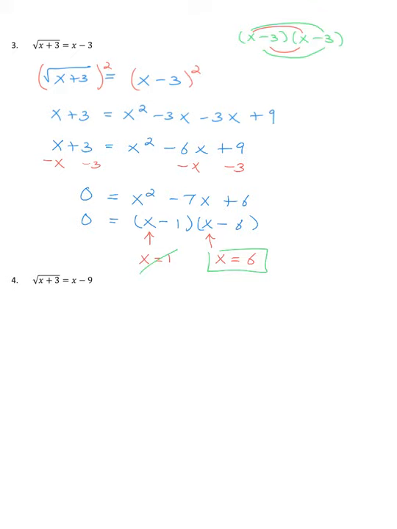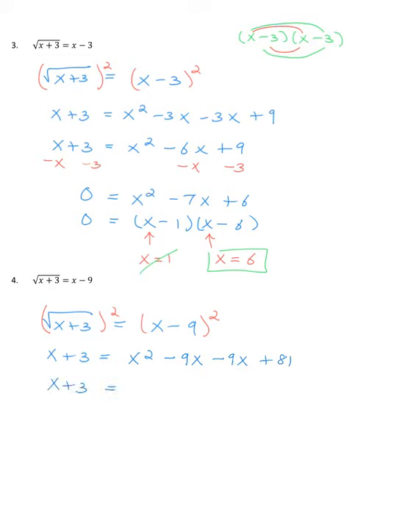So let's try the same idea on the next one. Again, I'm going to square both sides. And on the left, we again get x plus 3, no problem there. But I'm going to be careful here. I get x squared, I get positive 81, but there are two middle terms. That is, x squared, I get a minus 9x, a second minus 9x, and a positive 81. After I combine like terms, I get x squared minus 18x plus 81.